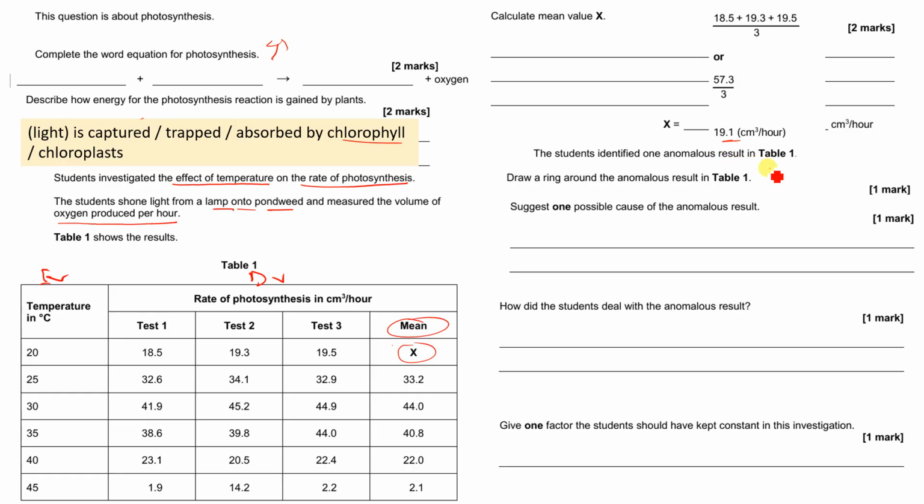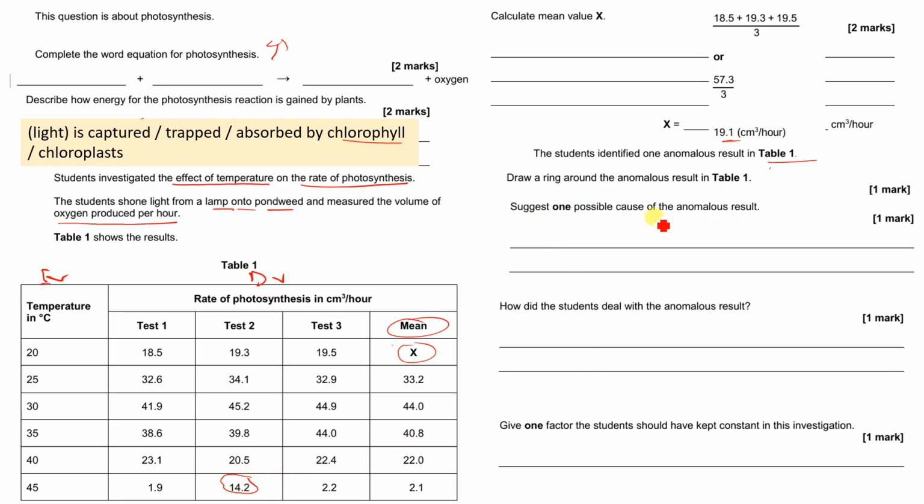Now, the student identify one anomalous result in table 1. In table 1, draw a ring around the anomalous result. If you look at this, the only one that is anomalous is around 45 degrees Celsius, in test 2. When the others are 2.2 and 1.9, this is 14.2. So that's an anomalous result.